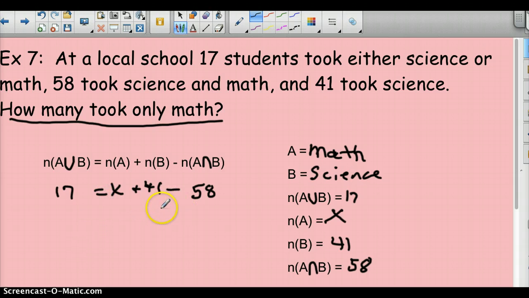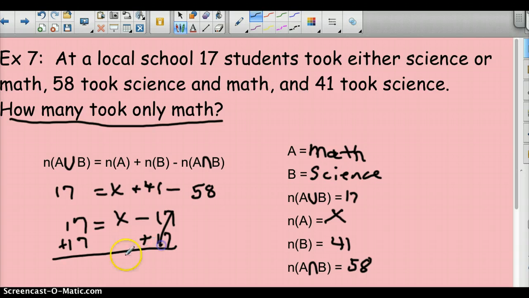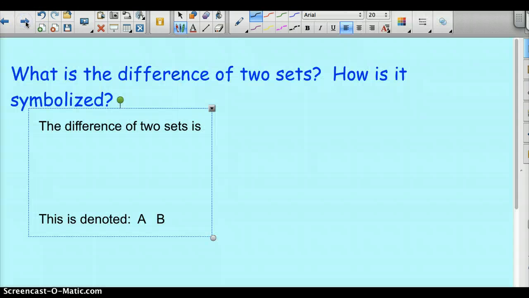From here, we are solving a linear equation. The first thing I'm going to do in this case is 41 minus 58. Well, it turns out 41 minus 58 is negative 17. So 17 equals X plus negative 17, or minus 17. From here, to solve for X, I'm going to get rid of the minus by adding 17 to the other side. 17 plus 17, doing a little quick math, is 34. That means X equals 34, and we always label this as 34 students. Again, not a hard formula. Make sure you got it, guys.